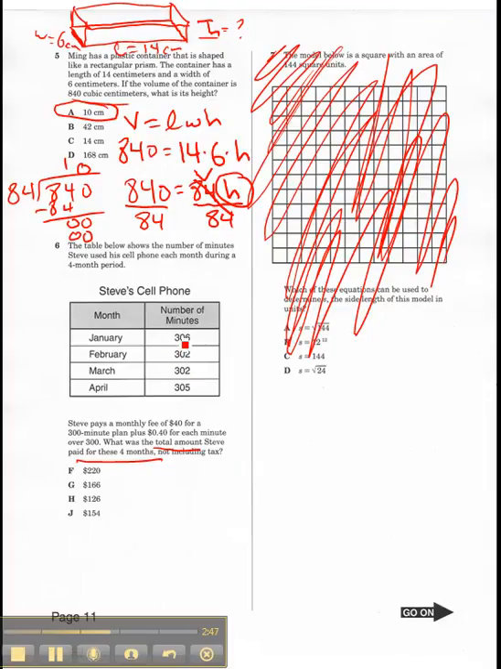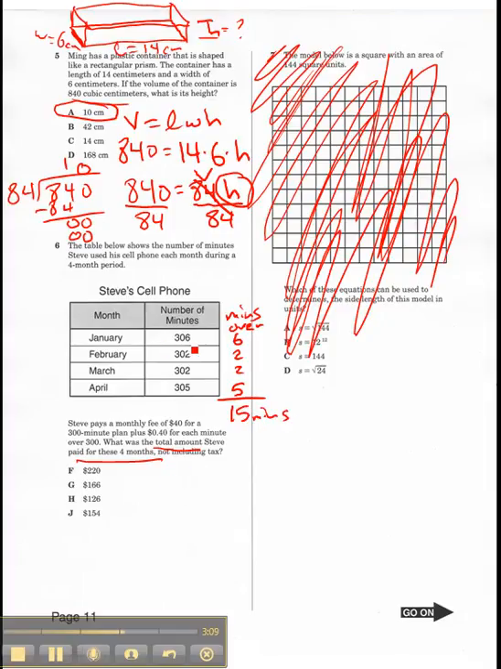Not including tax. Okay, so I'm going to add an additional column to this table. Minutes over 300. So in January he went over by 6 minutes, February he went over by 2, March he went over by 2, and April he went over by 5. If we add those up, he went over by a total of 15 minutes.